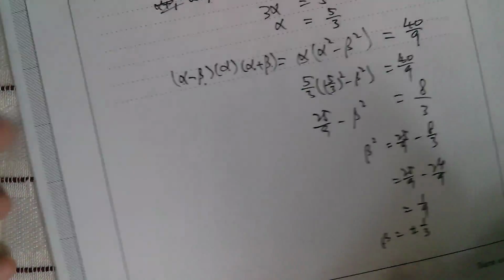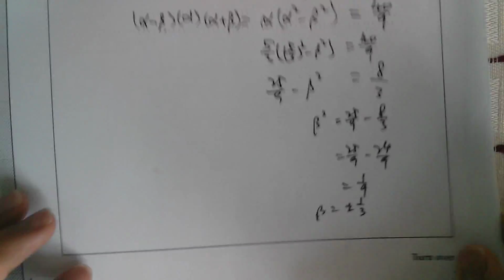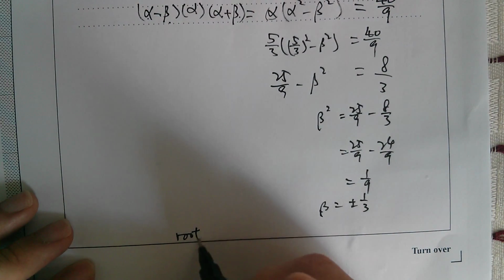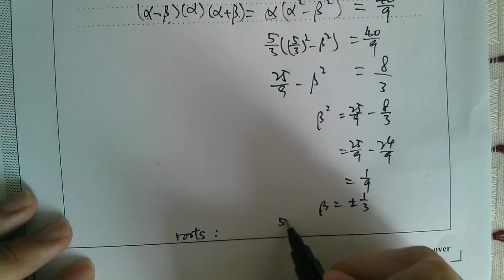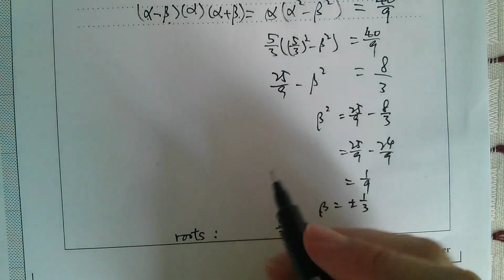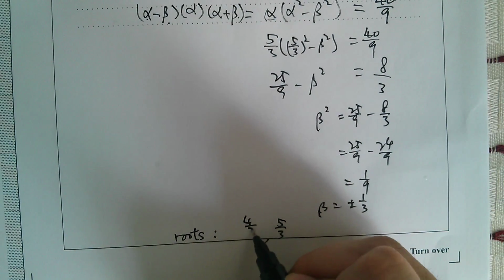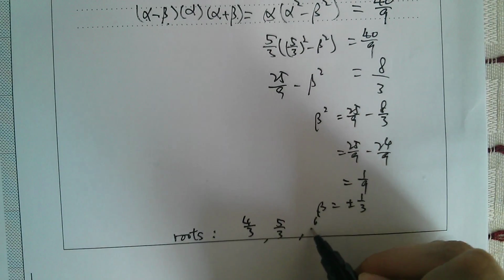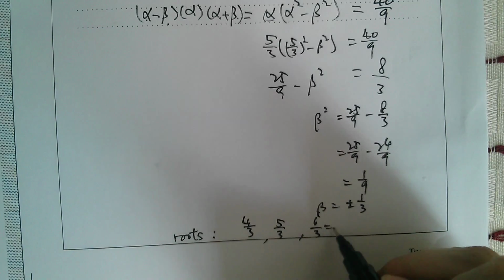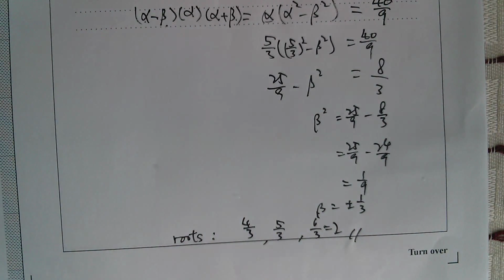So the question asks you to solve the equation. That means you need to write down all the roots. So the roots are 5 over 3, 5 over 3 minus 1 over 3, which is 4 over 3, and also 6 over 3, which is 2. So that's it, the first question on sum of roots and product of roots.